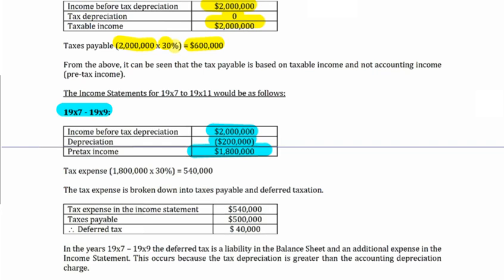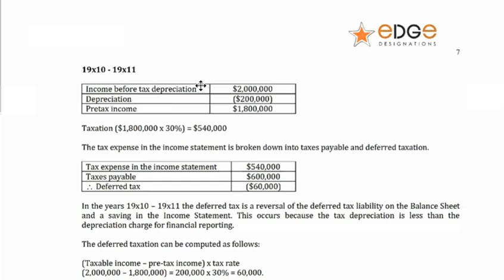Okay, now let's just do the next 2 years as well. I'll come back over here. The next 2 years is exactly the same, isn't it? Because remember, we're writing off depreciation across 5 years. So there's my $2 million income before depreciation, there is my depreciation charge of $200,000, pre-tax income of 1.8 million. Same story. Nothing changes in accounting for 5 years because the numbers are exactly the same.